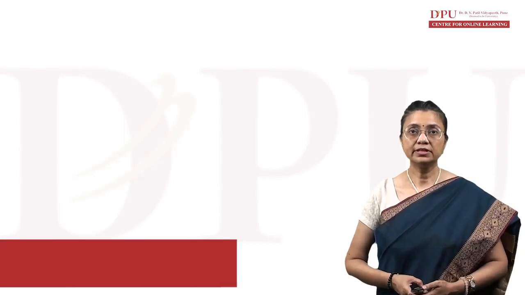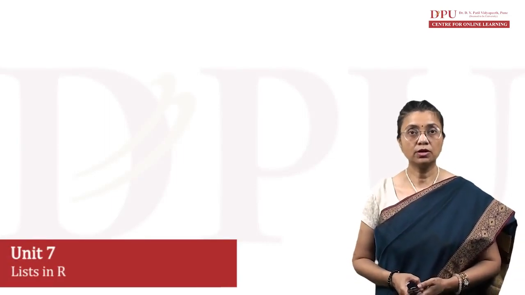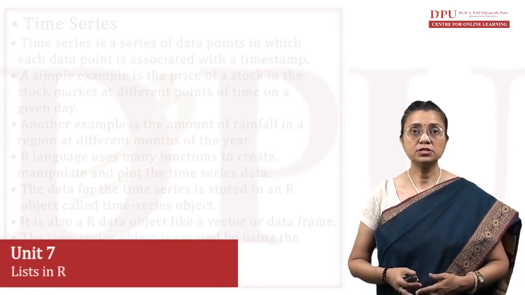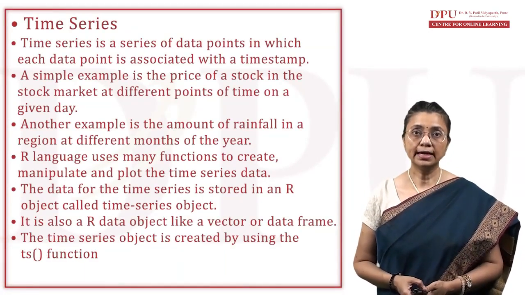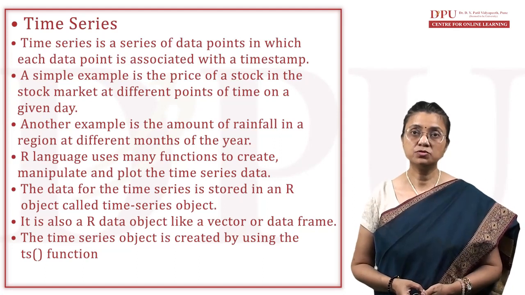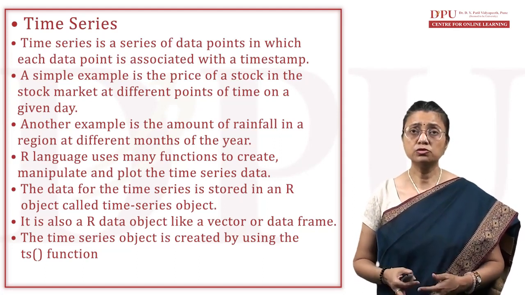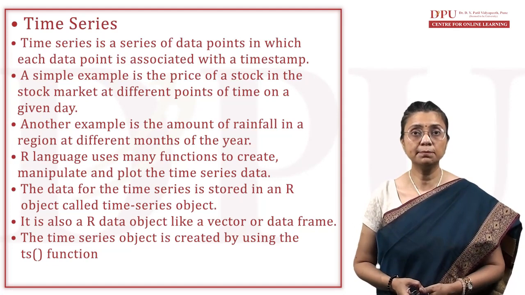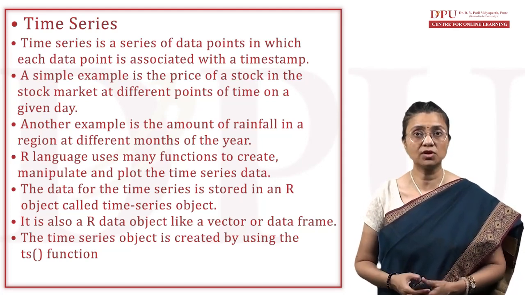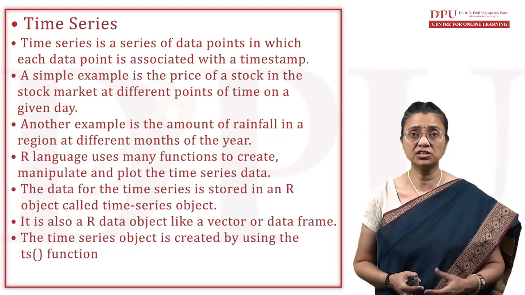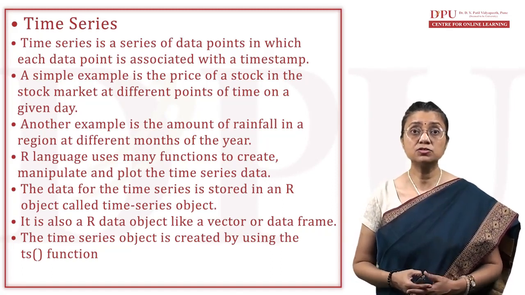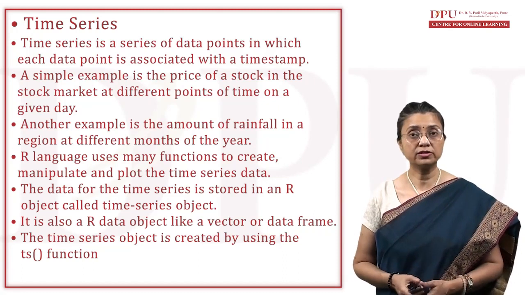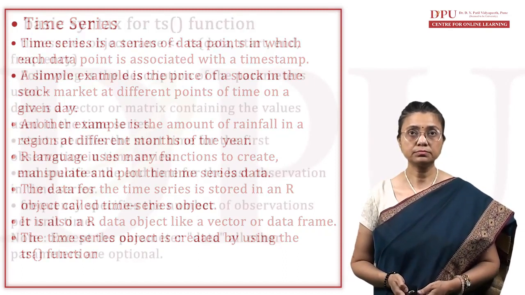So the data for the time series is stored in an R object called the time series object. It is also an R data object, like a vector or a data frame. The time series object is created by using the ts function. So students, you can see that we can create a complete time series with just the ts function. The name of this function is so compact, which is just ts, and it will store the data like a vector or a data frame.